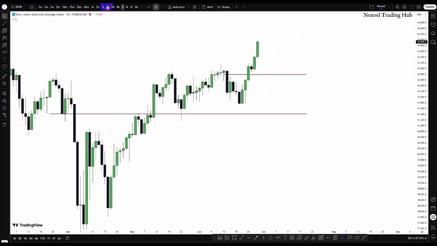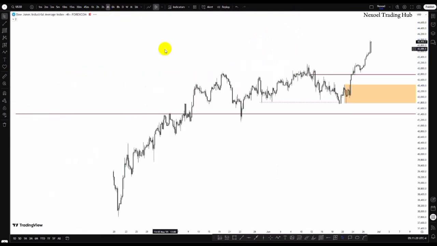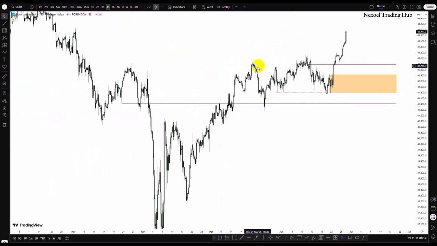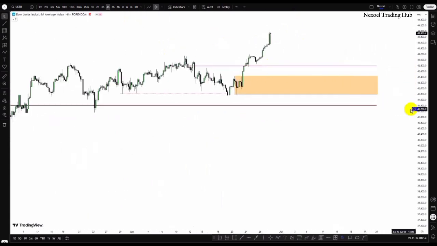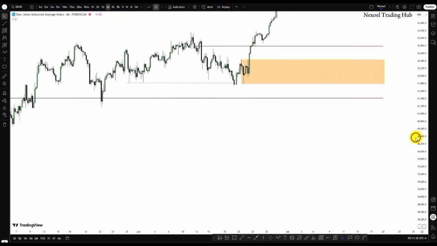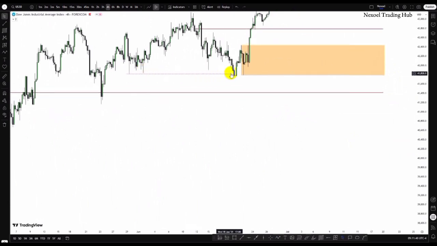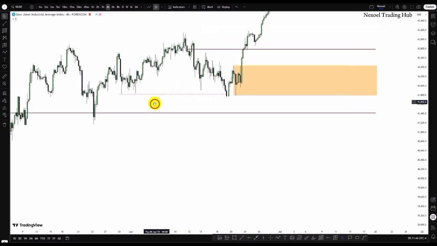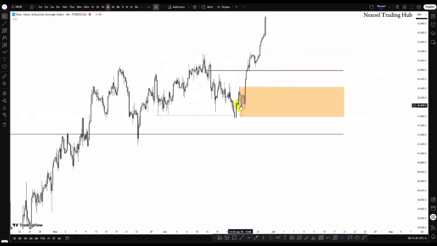Let's check the 4-hour time frame. So here in the 4-hour time frame, what we can clearly see is the movement of price to the downside. Price sought the sell side liquidity here. We can see how this low swept the sell side liquidity, relatively equal lows, and then we have the bullish movement of price to the upside.